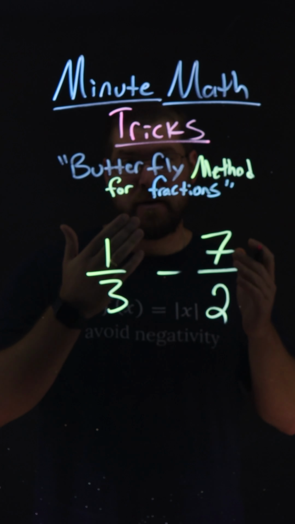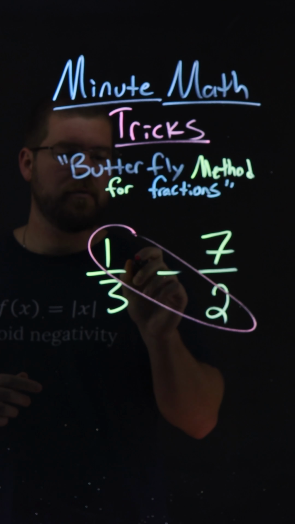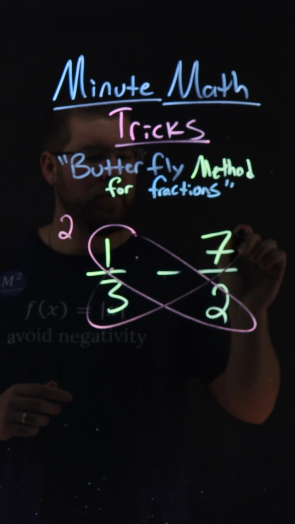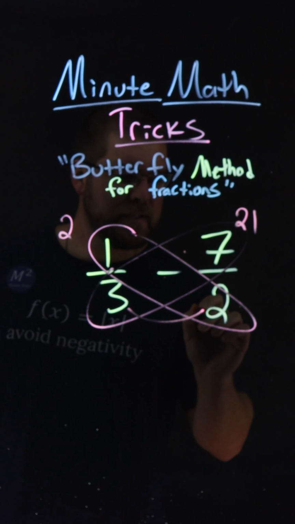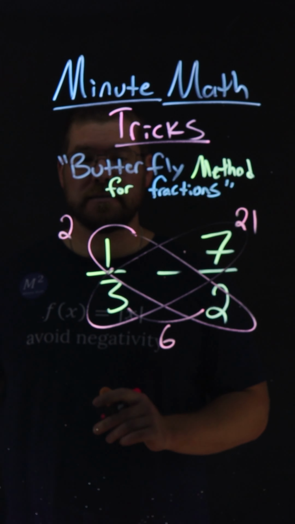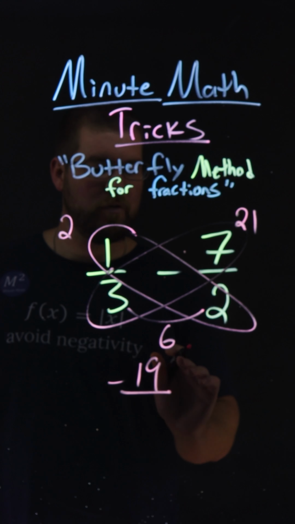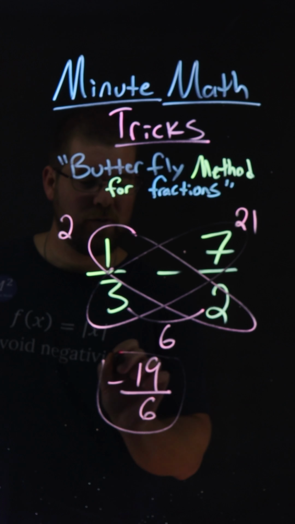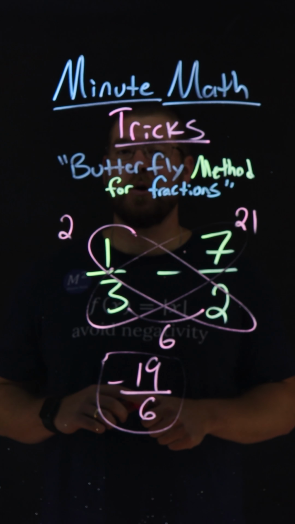1/3 minus 7/2. Watch this. Multiply across. 2 times 1 is a 2. And 3 times 7 is a 21. Got it. 3 times 2 is a 6. Subtract the top. 2 minus 21, negative 19 over down here 6. And there's our answer. 1/3 minus 7/2 is negative 19 over 6.